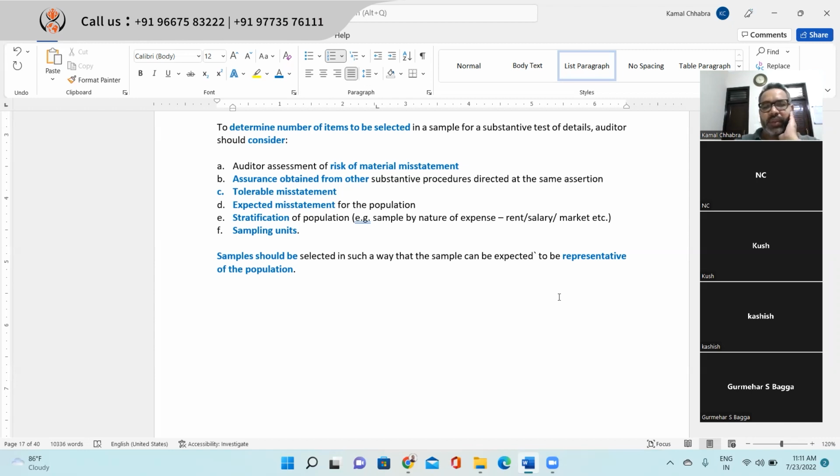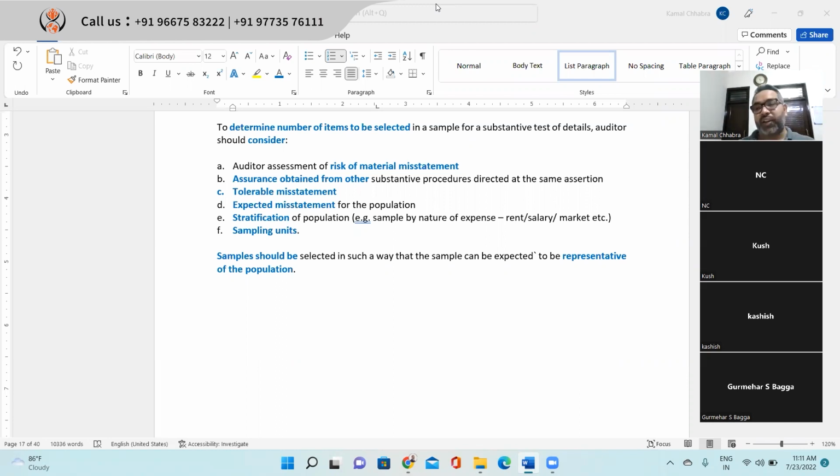Next is tolerable misstatement, that is your tolerable error amount. Expected misstatement of the population, 1%, 2%, 5%, that is completely professional judgment of the auditor, right? The next one is stratification of the population. What is stratification of the population? Segregating the population based on the nature and characteristics of the population. Like in the morning, we discussed the example of rent expenditure, sales expenditure, marketing expenditure, general expenditure, right?